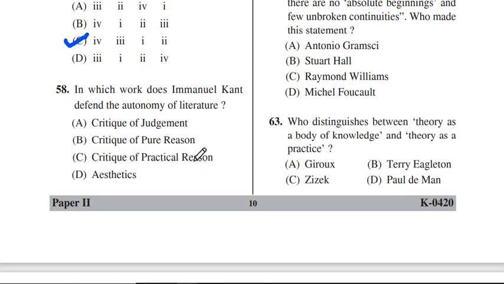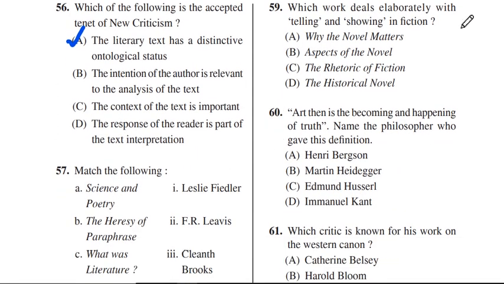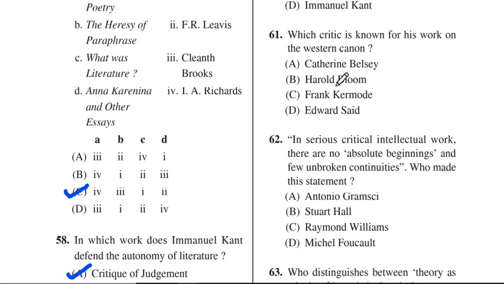Next one is question number 58. In which work does Immanuel Kant defend the autonomy of literature? Critique of Judgment. The next one, which work deals elaborately with telling and showing in fiction? The Rhetoric of Fiction. Next, art then is the becoming and happening of truth. Name the philosopher who gave this definition. Martin Heidegger.